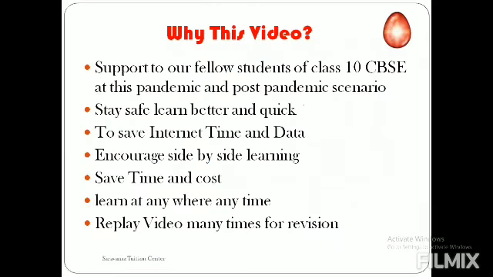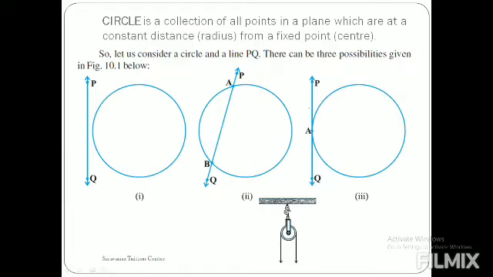So what is a circle? A circle is a collection of all points in a plane which are at a constant distance from a fixed point. The constant distance is known as the radius, and the fixed point is called the center. When you observe the first picture, you see that the line PQ does not touch the circle. So the line PQ with respect to the circle is known as a non-intersecting line.